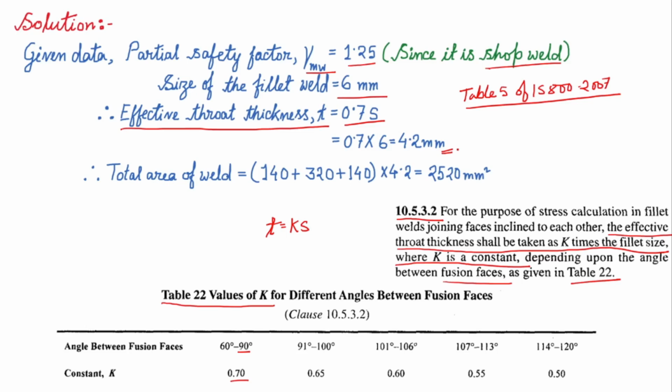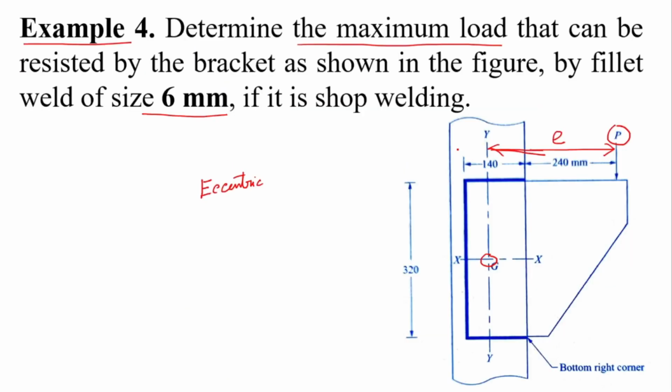Now the total area of the weld. If you see, this is the area of the weld. Its length is 140 plus 320 plus again 140. This is the total length of the weld. It is like a channel section, which we commonly use in our steel design.